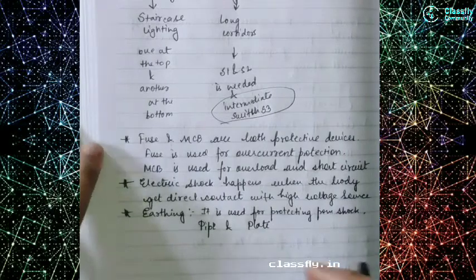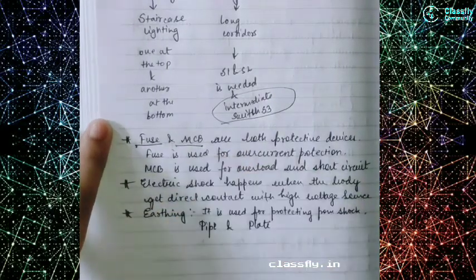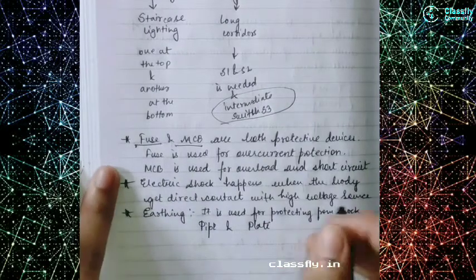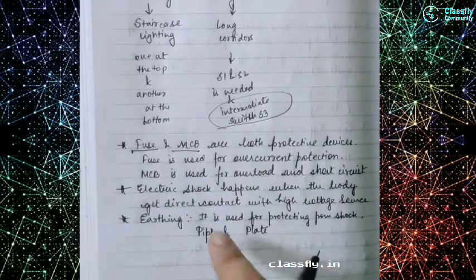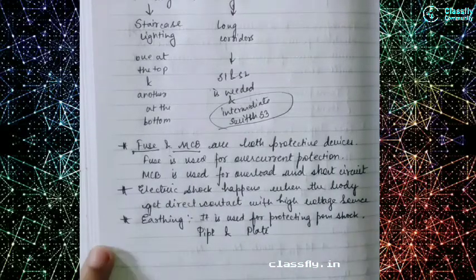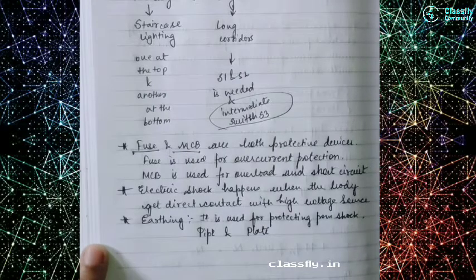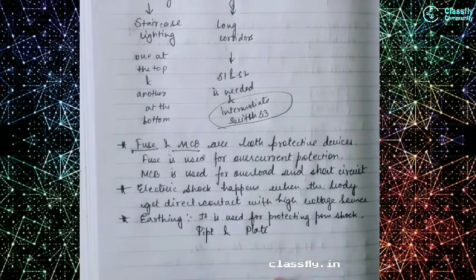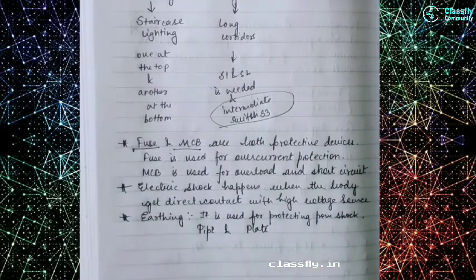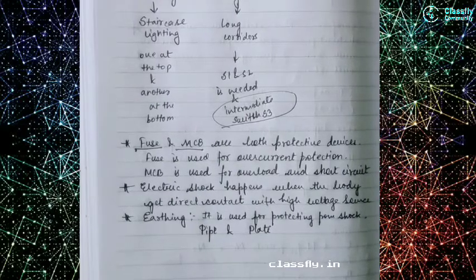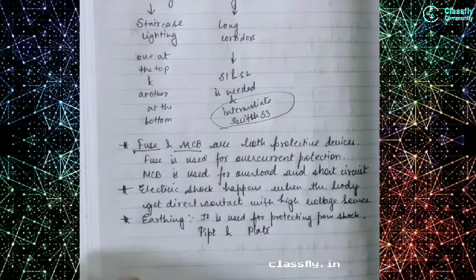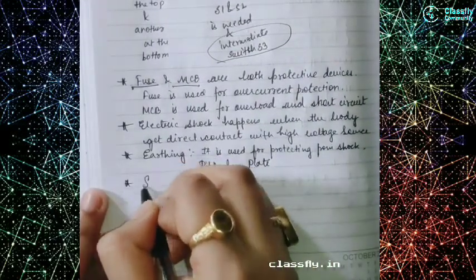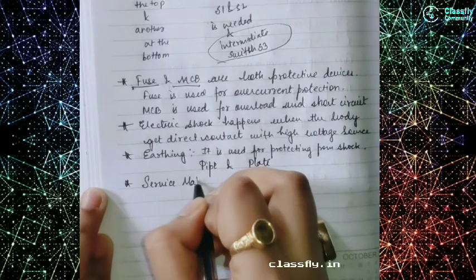Now we will learn about the protective devices. One is the fuse and another is the MCB. A fuse is used for overcurrent protection and needs to be changed whenever it gets damaged, but the MCB is used for overload and short circuit protection, and does not need to be changed after a short circuit or overload. The next point is electric shock. Electric shock happens when we touch a very high voltage or come in contact with a very high current. To prevent this we use earthing, and earthing is of two types, pipe and plate.